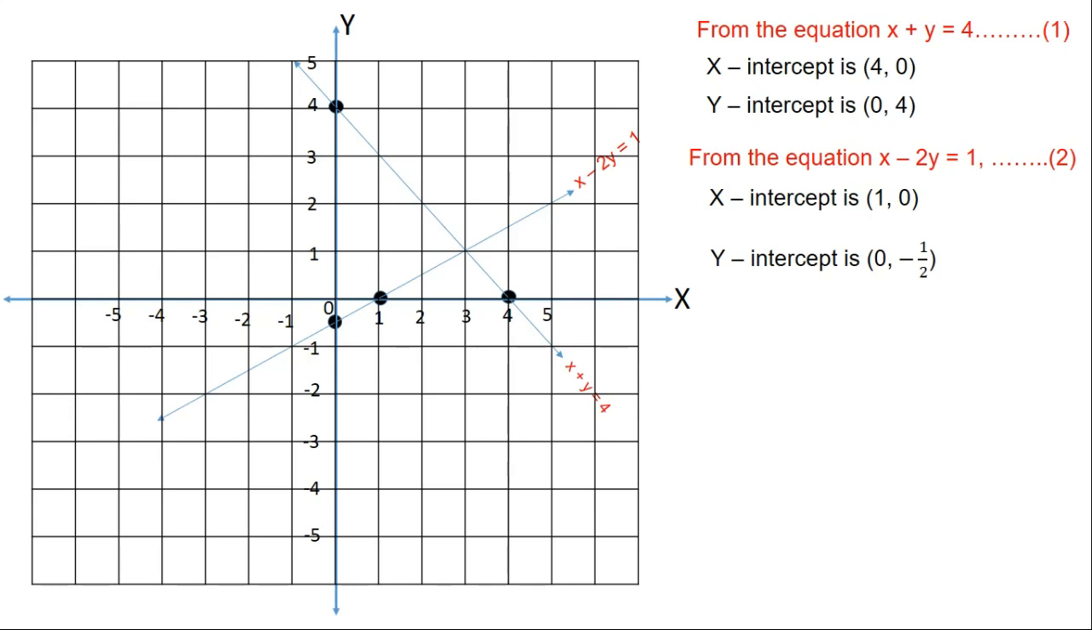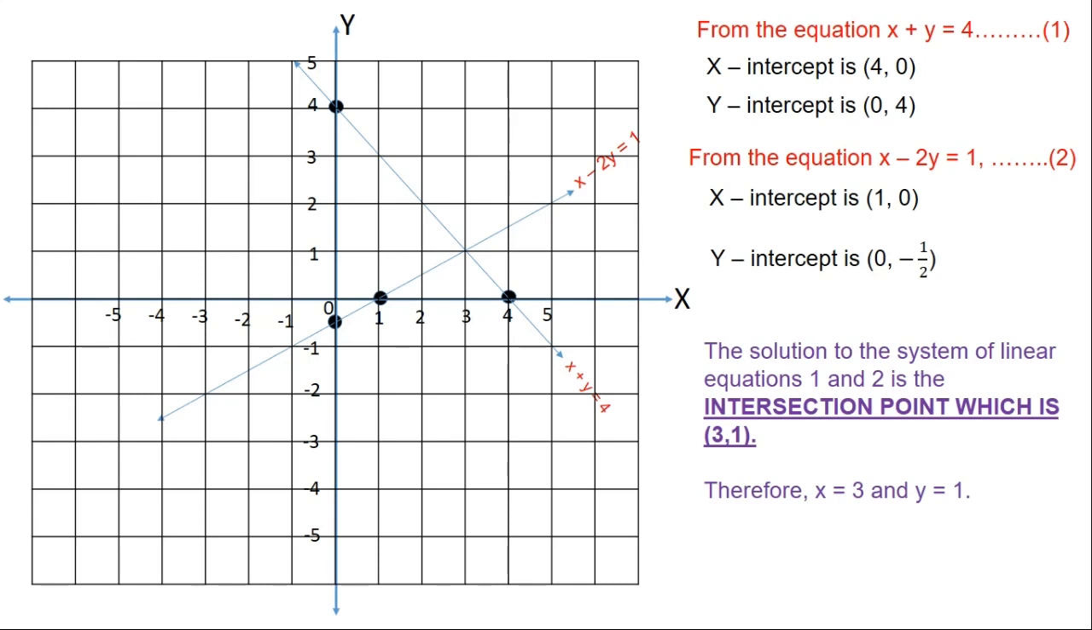Equation number 2, it's x minus 2y equals 1. We can see that these two straight lines are meeting at the point (3, 1). Therefore, the solution to the system of linear equations 1 and 2 is the intersection point, which is (3, 1). And therefore, x equals 3 and y equals 1.